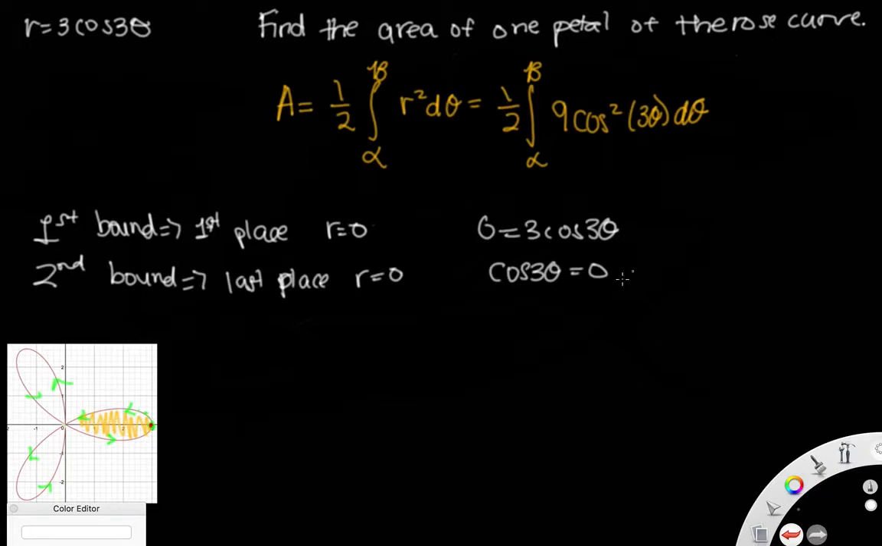And if you pretend that 3 theta is its own angle, cosine of an angle equals 0 when the angle is pi over 2, 3 pi over 2, really any odd multiple of pi over 2. You can keep going. So then to find theta itself, you have to divide everything by 3. So pi over 6, 3 pi over 6, which is going to be pi over 2, 5 pi over 6, next one will be 7 pi over 6.